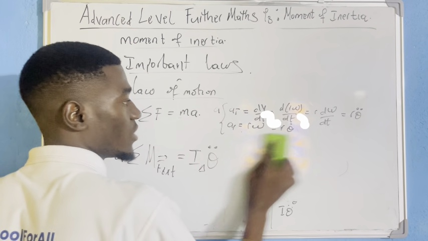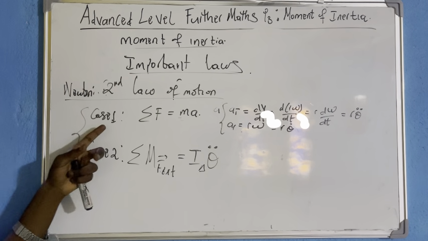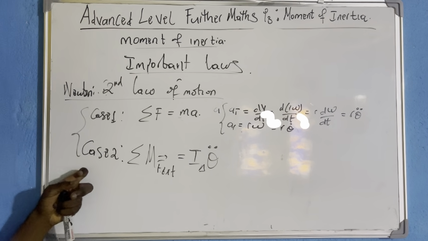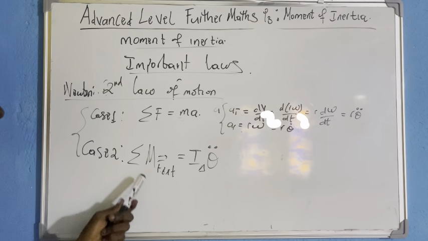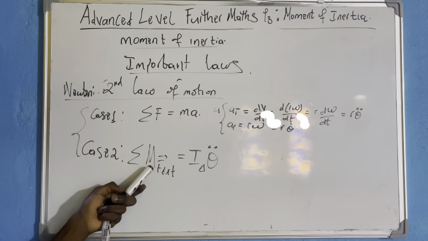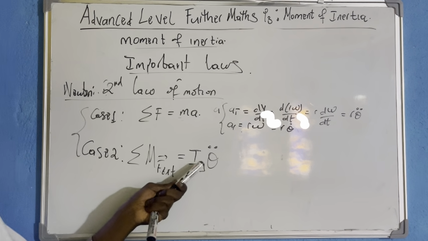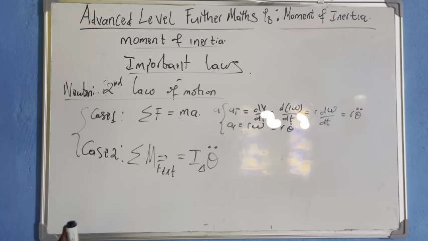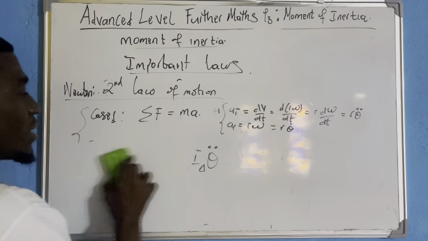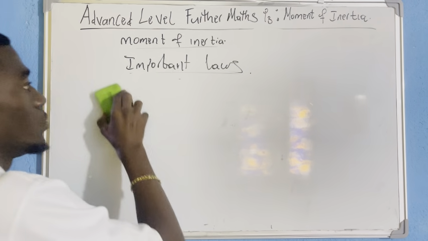Anytime you are answering a question under moment of inertia, when you want to apply Newton's second law, you can apply case 1 or case 2, depending on the question. Case 2 you should master: the sum of the moments of external forces equals the moment of inertia about any axis of rotation times theta dot dot. It will help you. That is all about the summary of moment of inertia. Those are the important things you should know.